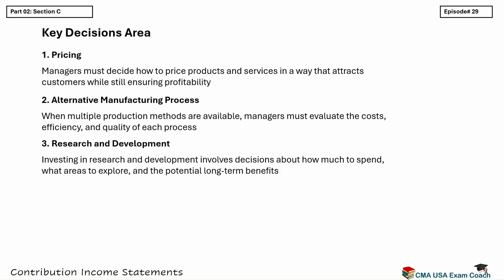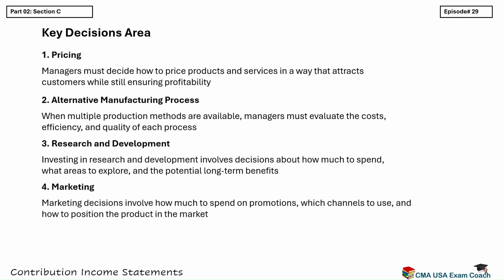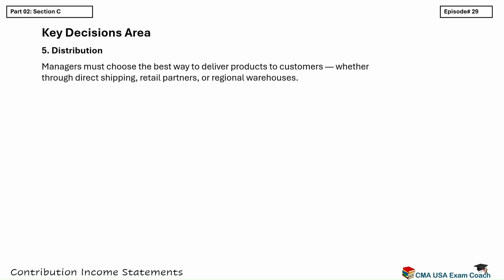financial commitment. Marketing decisions involve how much to spend on promotions, which channels to use, and how to position the product in the market. Managers must balance cost with expected return to ensure the marketing efforts lead to increased sales and brand value. Distribution: managers must choose the best way to deliver products to customers, whether through direct shipping, retail partners, or regional warehouses. The decision impacts both cost and customer satisfaction, so choosing the right distribution strategy is essential.